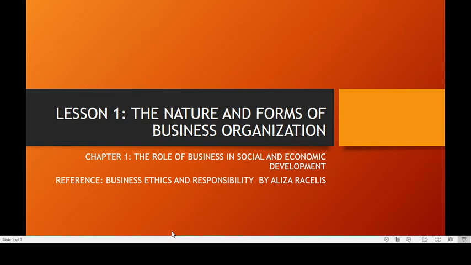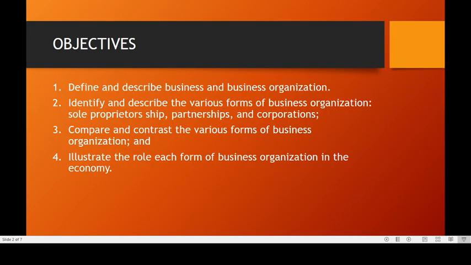First, our objective under this lesson is number one, to define and describe business and business organization. So at the end of this session, you may be able to define and describe a business and a business organization. Then the second objective of our lesson for today is to identify and describe the various forms of business organization.